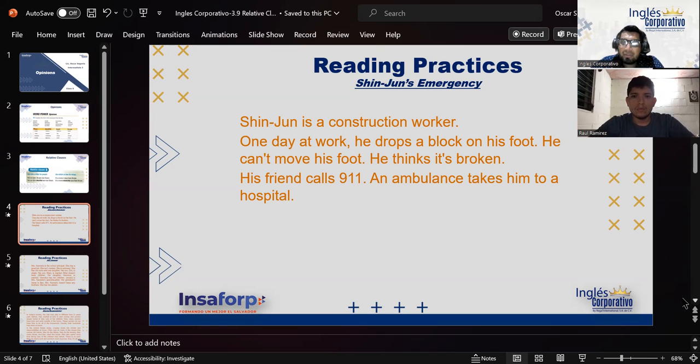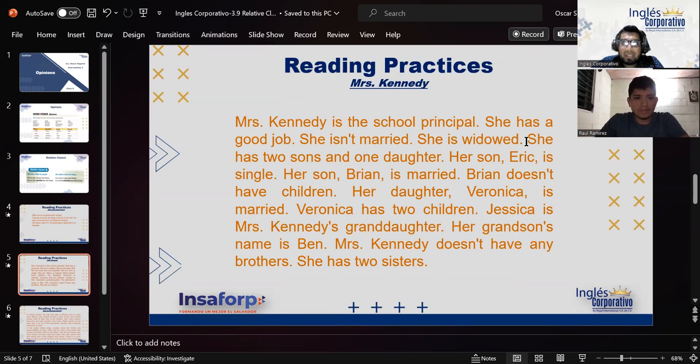All right, so let's see the second one. The second one is a little bit longer, and this one is about Mrs. Kennedy. So, Mrs. Kennedy, can you please read it, Raúl?